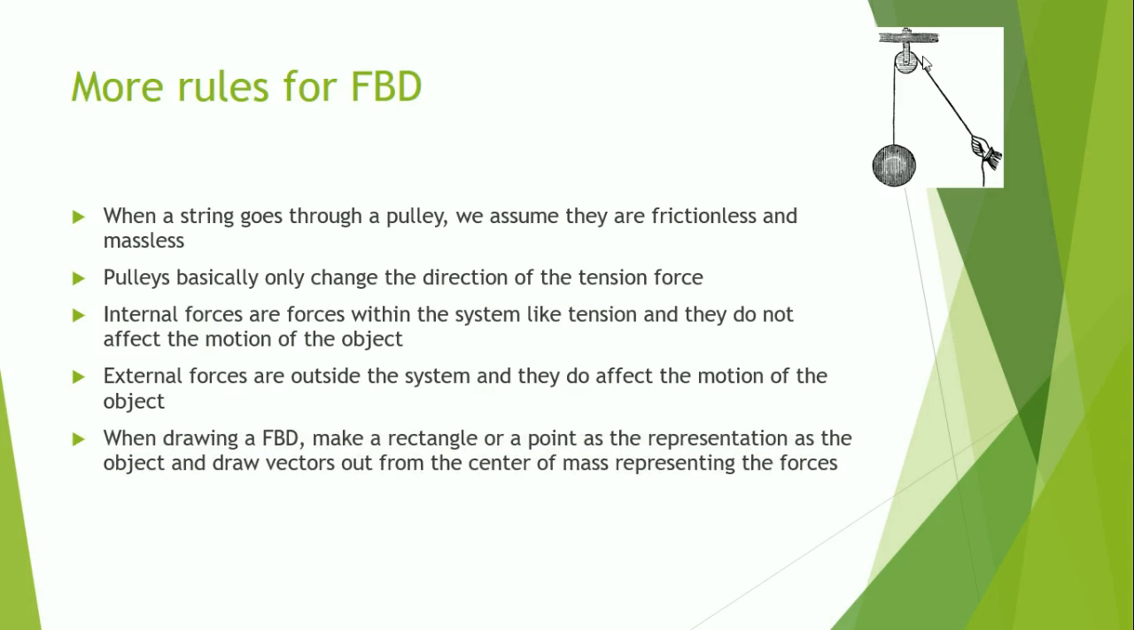And when drawing a free body diagram, make a rectangle or a point as the representation of the object, and then draw vectors out from the center of mass, representing the forces. And remember, lengths of vectors represent the magnitude. So the lengths of the vectors should be proportional to its magnitude. So basically, if we have a heavy object sitting on the ground, the normal force and the weight of it should be exactly the same length, or about the same.